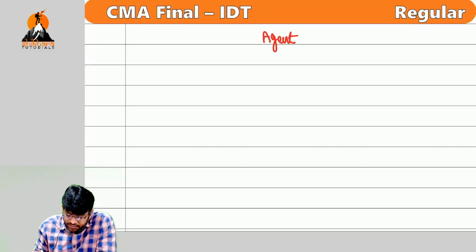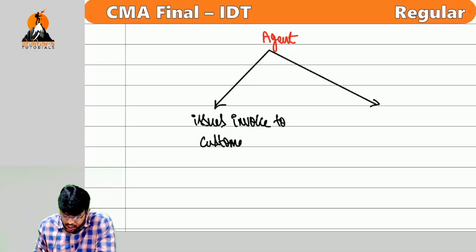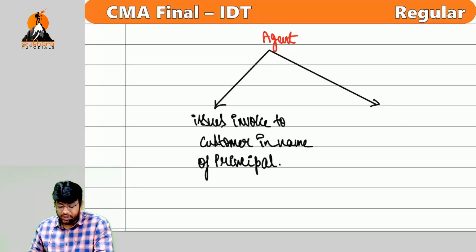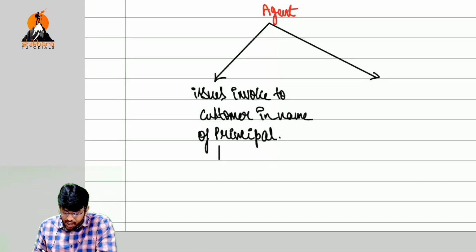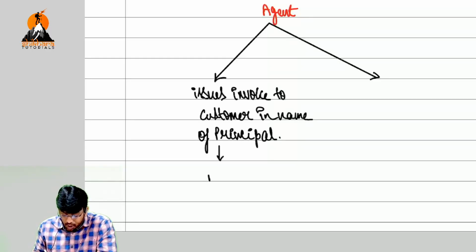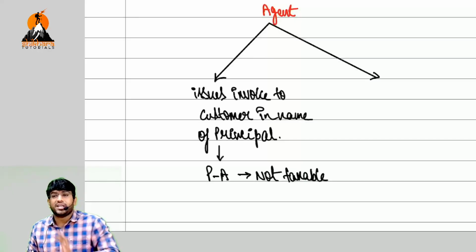Listen very clearly here. Agent issues invoice to customer in the name of principal. I repeat one more time. Agent issues invoice to whom, sir? Customer. Agent issues invoice to the customer in the name of principal. Then what law told is P2A is not taxable. What is P2A? Principal to agent is not taxable.